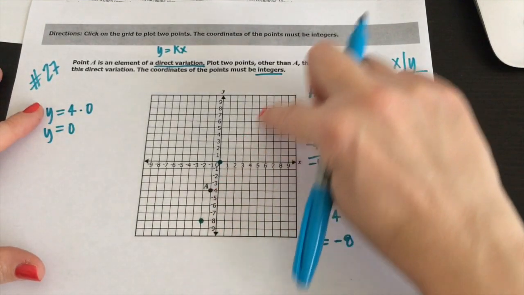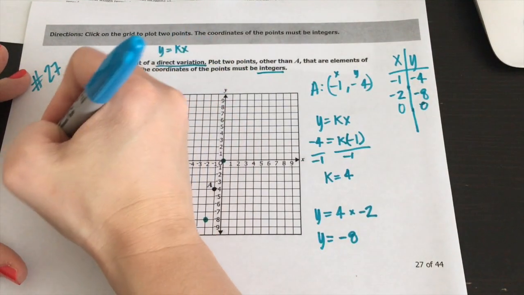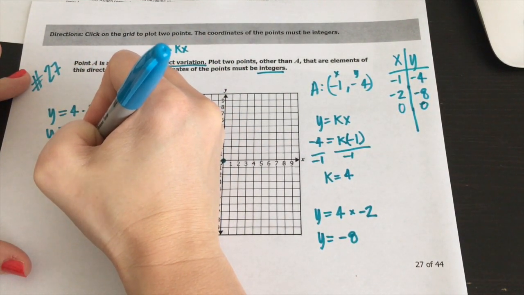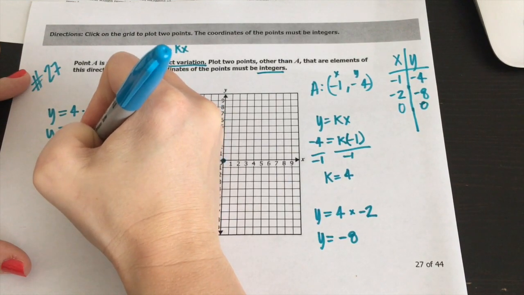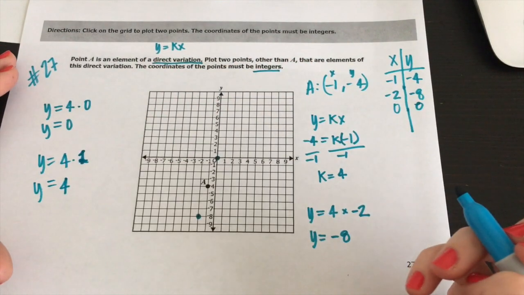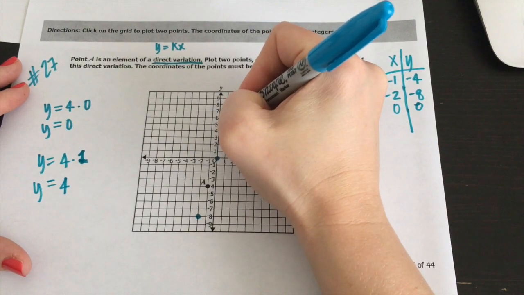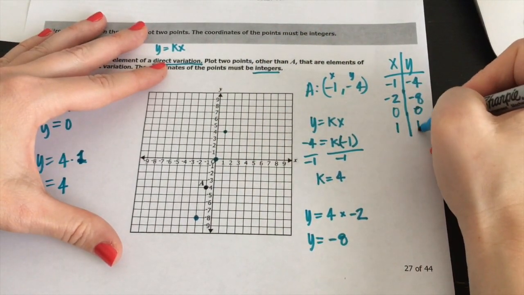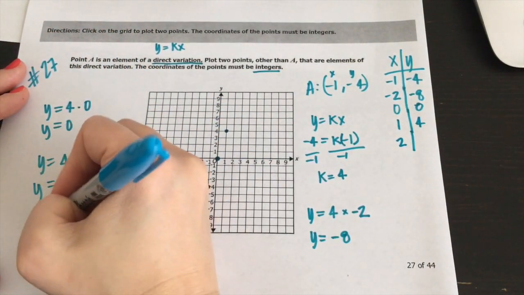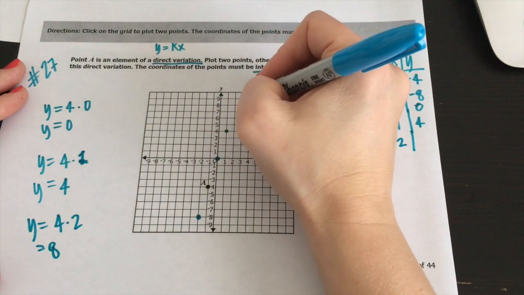I'm just going to keep going for a second just to give you an idea. Let's choose another point. Let's choose a +1. That's a +1, and that means that'll be 4. So 1 and 4, right? If we choose 2, let's see what we get. y is 4 times 2, and that is 8.